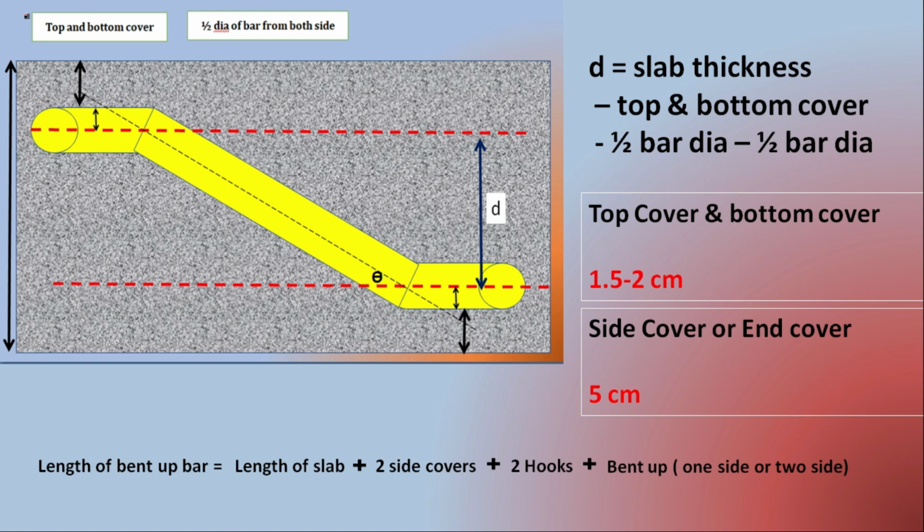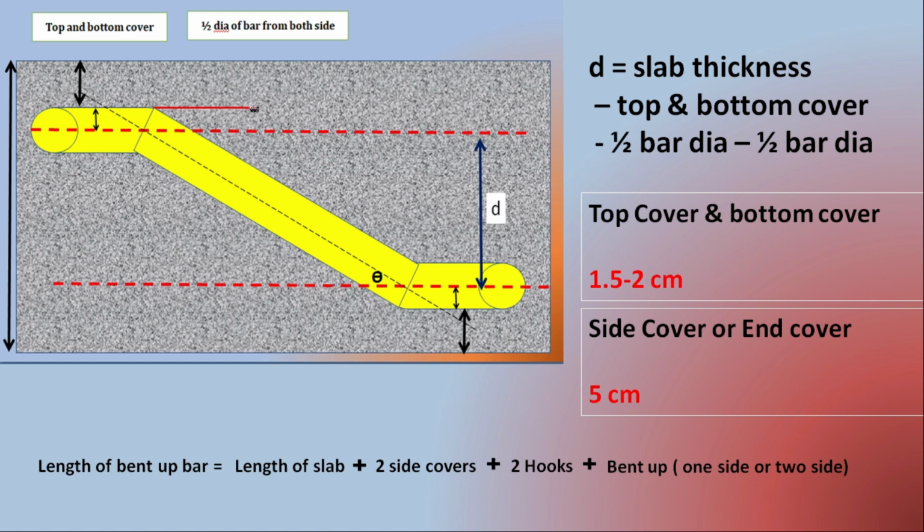If we are calculating a bent-up bar, hooks will definitely be provided at the ends. So the total length of a bent-up bar is equal to the length of the slab minus 2 side covers, plus 2 hooks, plus the additional length required for the bent-up bar. Now, why is this additional length required?